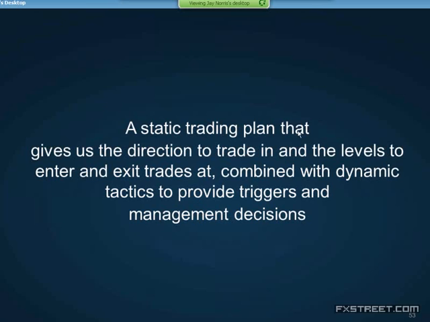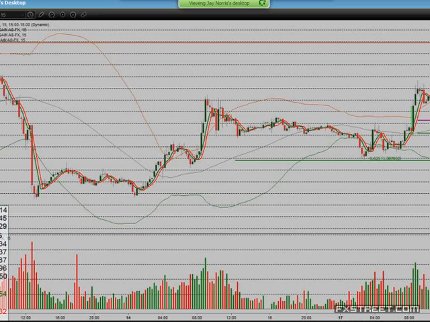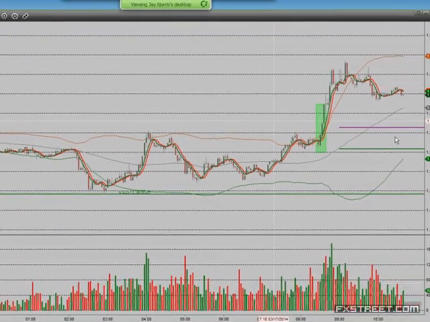This is critical here. A static trading plan gives us the direction to trade in and the levels to enter and exit trades at, combined with dynamic tactics to provide triggers and management decisions. Today, this was what we made here on the 3-minute chart. Statically, we are actually looking to go short at this level right in here, that previous high. So we are considering going short there, but we have to wait for the dynamic signal.